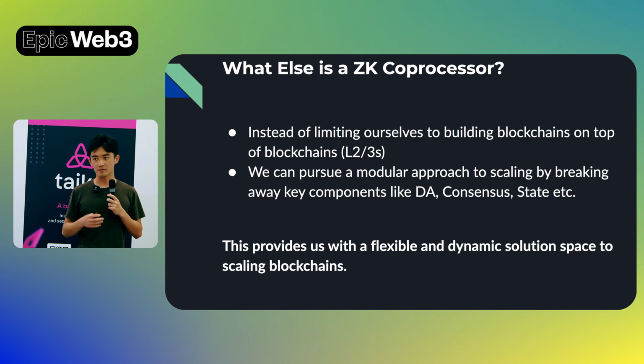Instead of building blockchains on top of blockchains, which is traditionally how we've thought about layer 2s and layer 3s, we can pursue an even more modular approach to scaling by breaking away even more components, such as DA, consensus, state, and more. And this provides us with a really flexible and dynamic solution space for scaling blockchains. And we'll go into a bit more of what this looks like in practice.